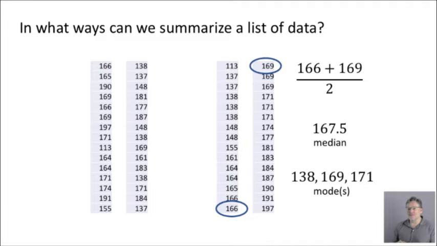The third measure of central tendency that we have is called the mode. And to figure out the mode, it's also of some value to place all of the numbers in order from smallest to largest, because what you want to do in order to find the mode is essentially find what are the data values that are most popular. And if I take a look here, I can see that the value of 138 appears 3 times. The value of 169 also appears 3 times. And the value of 171 appears 3 times.